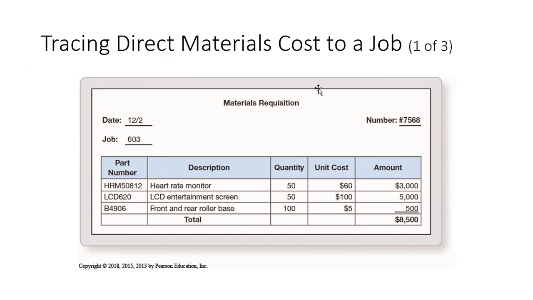Now this is tracing direct materials to a job. Here I've got a materials requisition. In other words, it's like an ask. We go to that cage where the direct materials are and say, I would like to get these materials out. And then you've got signatures over here on the bottom on when they left and where they went.